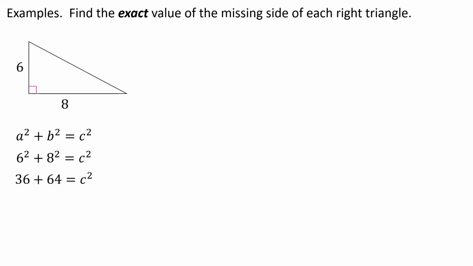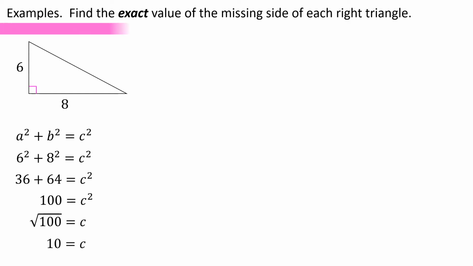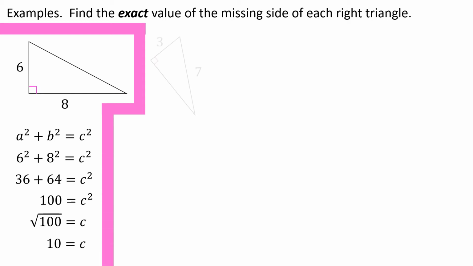6 times 6 is 36. 8 times 8 is 64. Let's add those together. And, oh, hey, 100, that seems really big. Oh, that's C squared. I just want C. I better take the square root of 100. That's 10. So the missing side of that triangle is going to be 10.